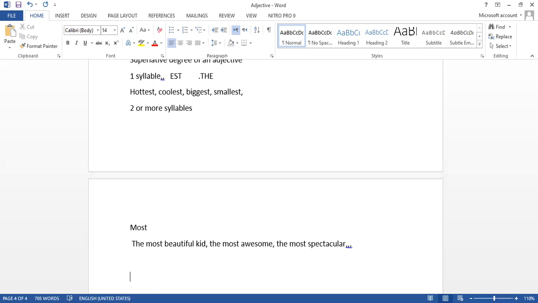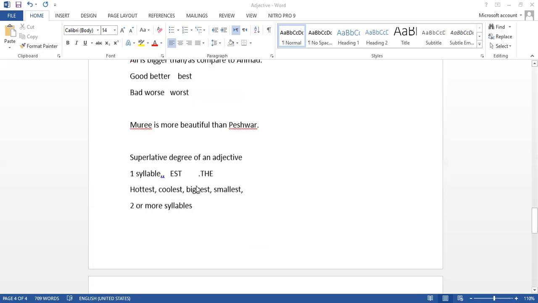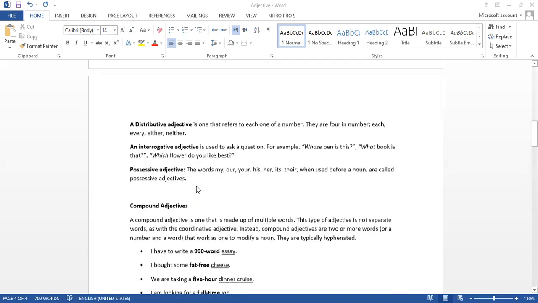Irregular superlatives, which are the words the best, the worst. So these are about all types of adjectives. Adjective phrases and adjective clauses you will not understand at the moment. When we finish the parts of speech and the tenses, then we'll come to adjective phrases and adjective clauses. So up to this point, if you have any questions, please ask me.